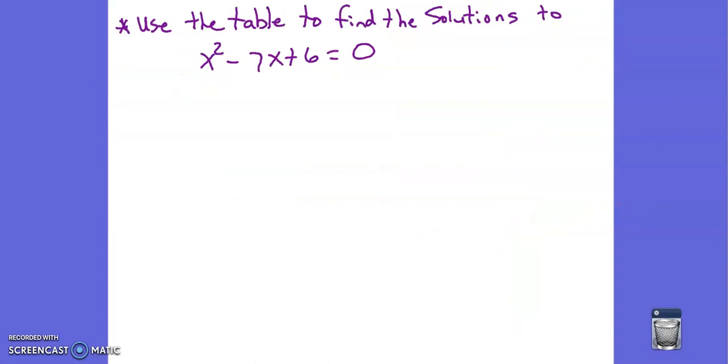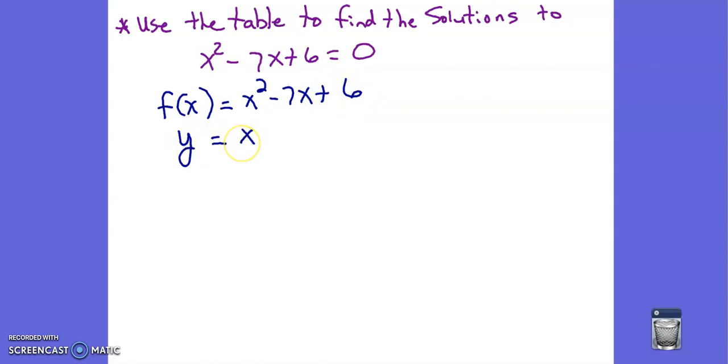So let's look at using the table to find the solutions. Here we're going to use our calculator. So go ahead and get your calculators out and punch that function in as y equals. Remember, we're always treating this as a function: f of x equals x squared minus 7x plus 6. And it's the same thing as y equals. f of x is the same thing as y. It's your input and output. Your domain and your range is what you're trying to find.